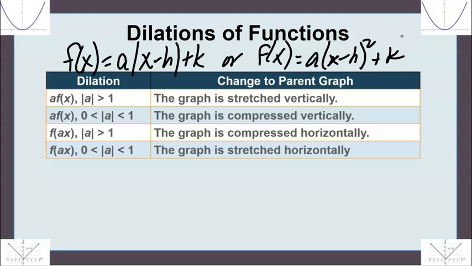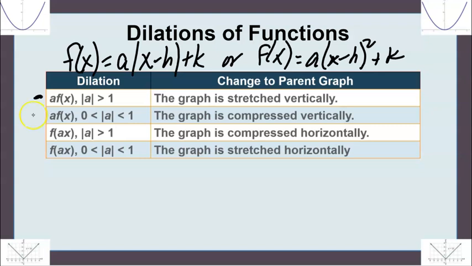Now the location of the a is very important. So when the a is on the outside, such as this first example, this is a vertical stretch. It's going to be a vertical stretch when a is on the outside. It's vertical because a is on the outside. It's a stretch because the absolute value of a, whatever value of a is, it's bigger than 1.